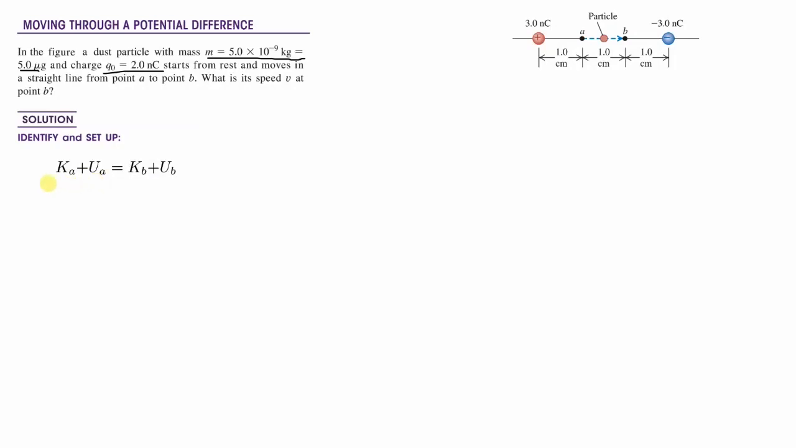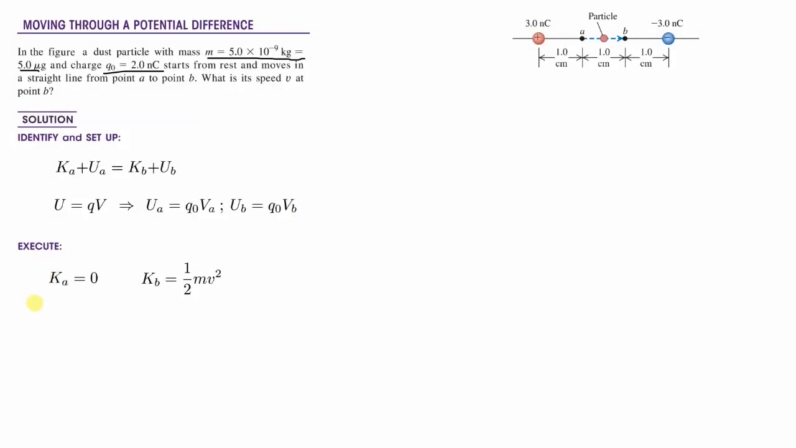And since mechanical energy is conserved, we can say that the kinetic plus potential energy at point A is equal to the kinetic plus potential energy at point B. So the kinetic energies we should know how to calculate. The potential energies we can get from the potentials. So in general, the potential energy U is equal to Q, the charge, times the potential of that charge. So then for point A, we get U sub A equals Q naught V sub A, and then for point B, we get U sub B equals Q naught V sub B.